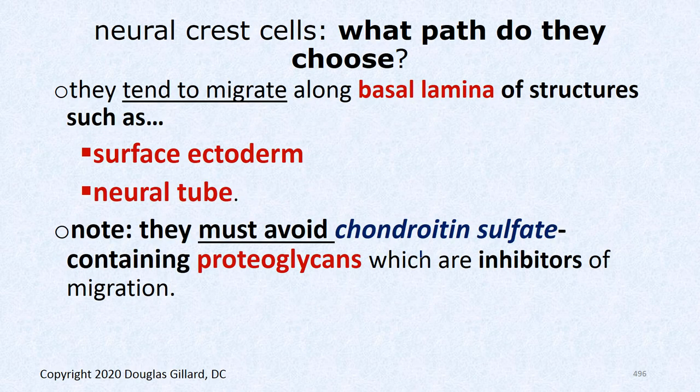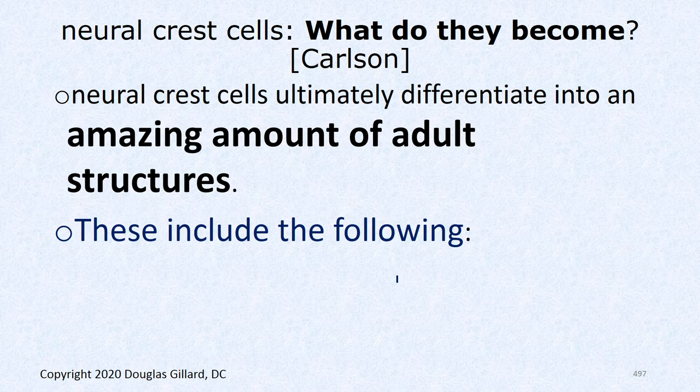Which path do they go? They tend to stay along the basal lamina, the surface underneath the ectoderm. A basal lamina develops underneath the ectoderm cells, and they hang out there. They also hang out on the surface of the neural tube in that little space where you just saw them for the first time. They have to watch out for tissues that contain proteoglycans, like chondroitin sulfate, because that will stop migration dead in its tracks. So they have to stay where no chondroitin sulfate is. So they have paths that they go down.